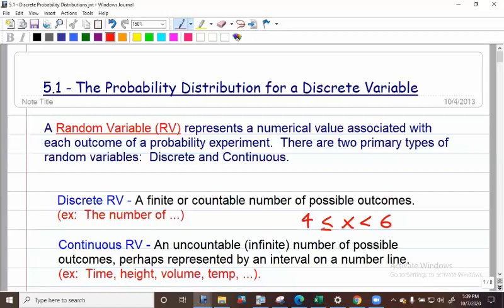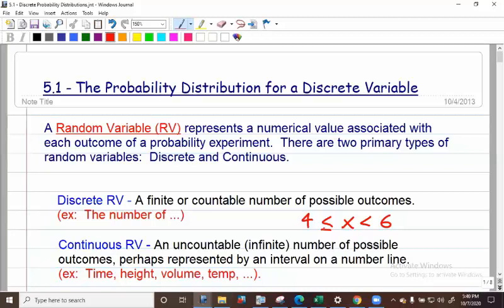It could be exactly 4, but it can't be 6, but it could be 5.99999, forever, like that. It can be 4.78923, and so on. You can't list them, in other words. For a continuous random variable, you can't list all the possibilities. They can be contained between two numbers, but you cannot list every number in the interval because it's impossible.